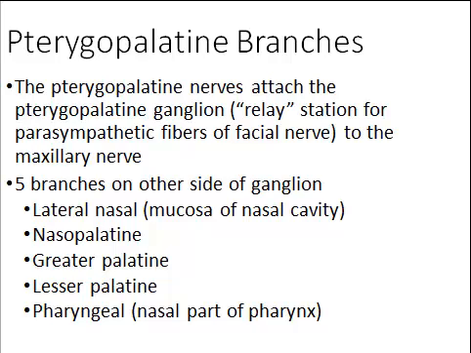And so on the other side of the pterygopalatine ganglion, we have 5 branches of the maxillary nerve. We have the lateral nasal, which is the mucosa of the nasal cavity. We have the nasopalatine. We have the greater palatine, the lesser palatine, and the pharyngeal. So here I want you to underline nasopalatine and greater palatine because these are important for us to know where these nerves exit and soft tissue landmarks, because we will be anesthetizing these nerves so that we can work on certain areas of the mouth.